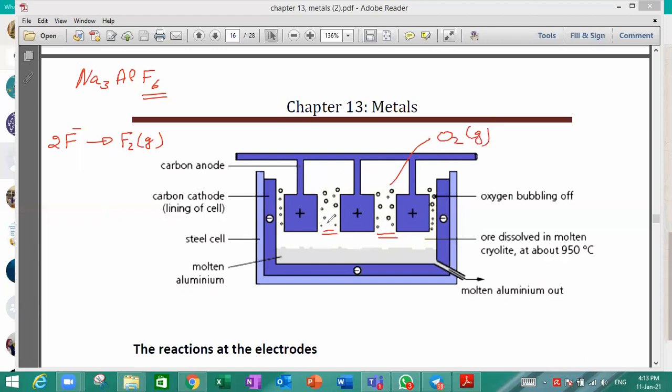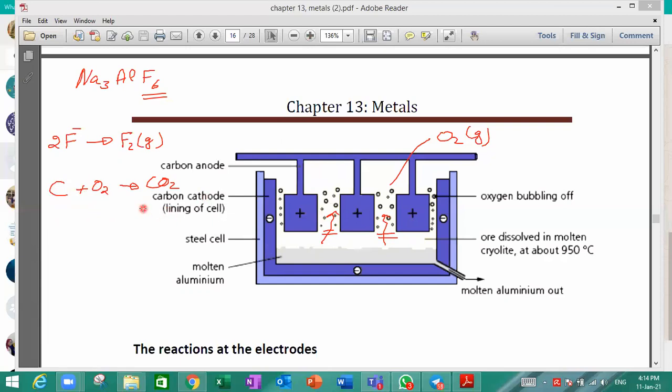So as oxygen gas is coming out from in between the positive electrodes, we will find that the positive electrodes are made up of graphite carbon, so it will react with oxygen, forming carbon dioxide gas. As oxygen is released from the electrolytic cell, it will react with the material of the positive anodes, which are made of graphite carbon. So the carbon would react with oxygen, forming carbon dioxide.